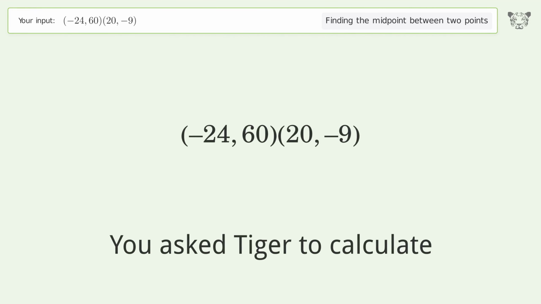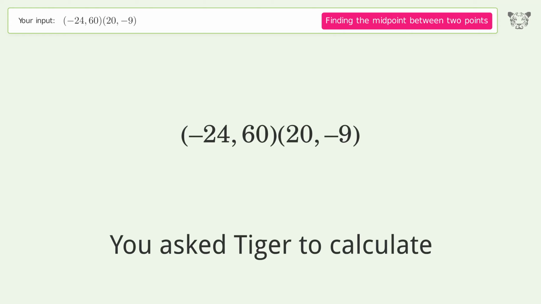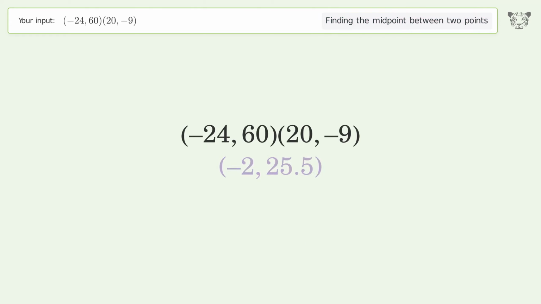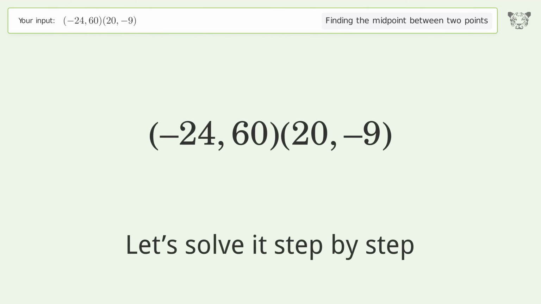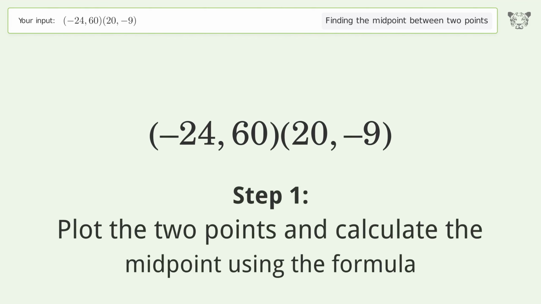You ask Tiger to calculate. This deals with finding the midpoint between 2 points. The midpoint between the 2 points is -2, 25.5. Let's solve it step by step. Plot the 2 points and calculate the midpoint using the formula.